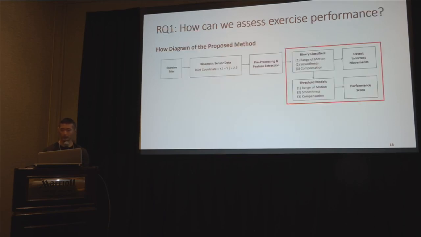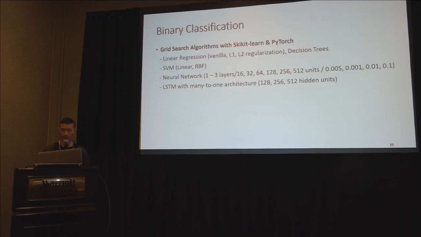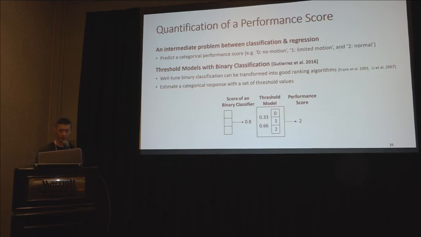And now I will describe the classifier and the implementation of the threshold model. For binary classification, we implement traditional linear regression, decision tree, SVM, neural network, and LSTM on multiple limited parameters, and we did a grid search to pick the best performing one.